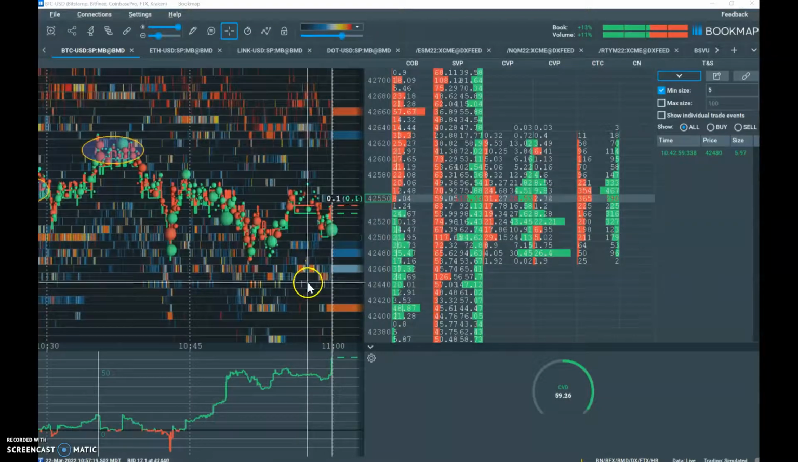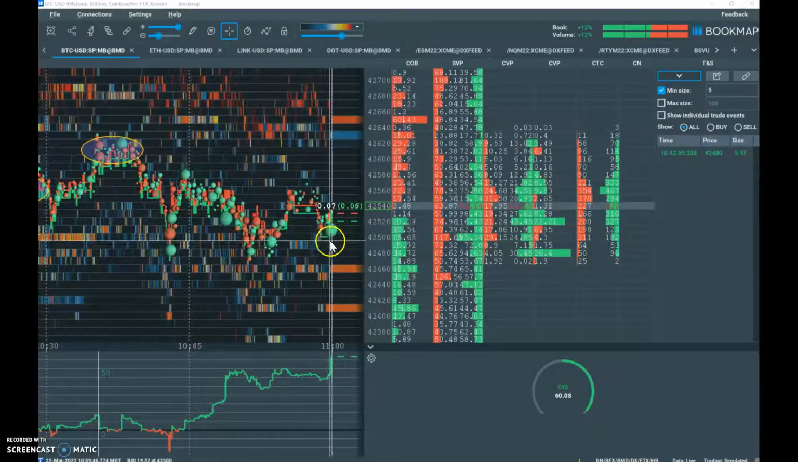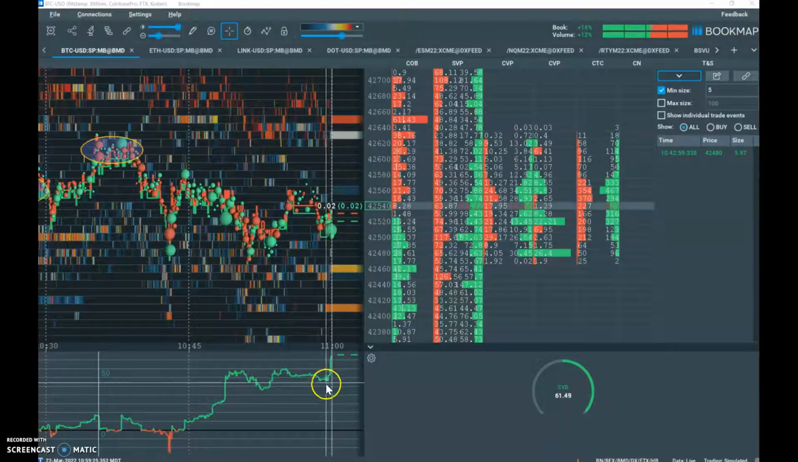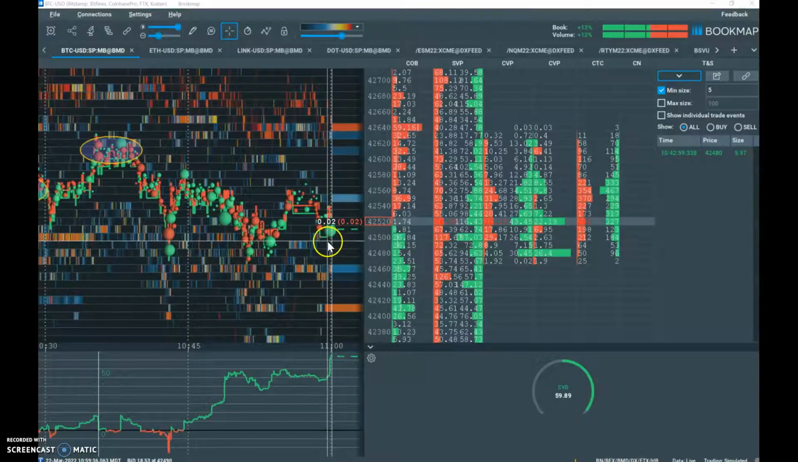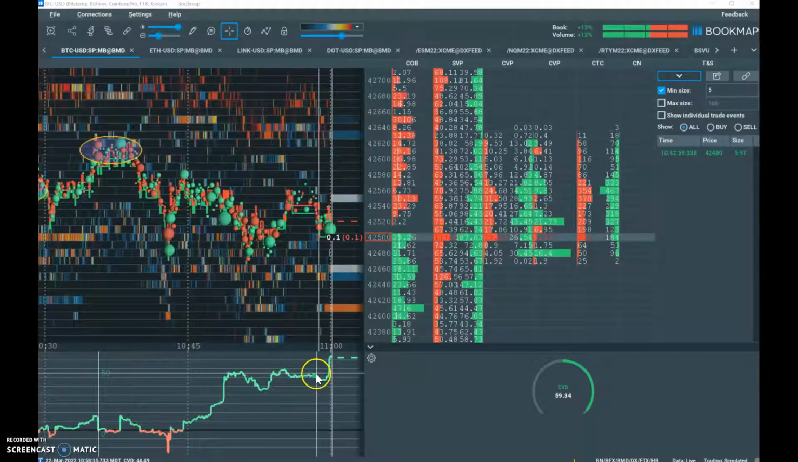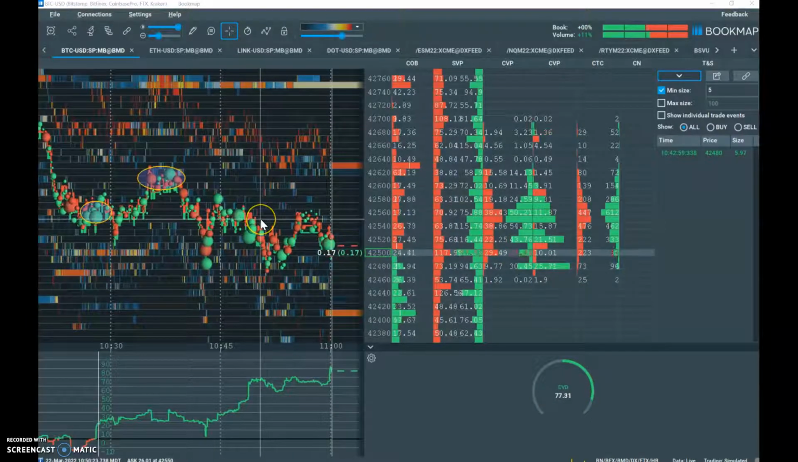And see the big dots, this is currently where we're at now. Got a green dot coming in. That means we got some aggressive buyers coming in here, and so that's just another visual representation of the line here at the bottom.